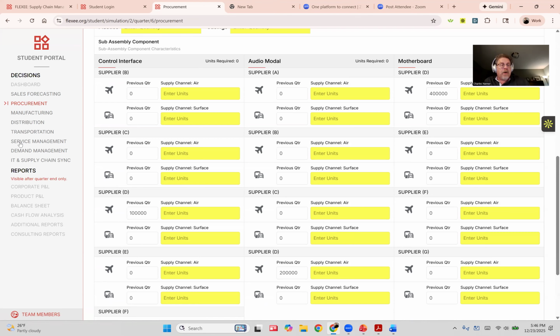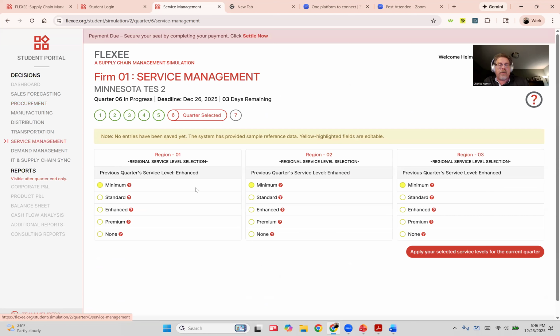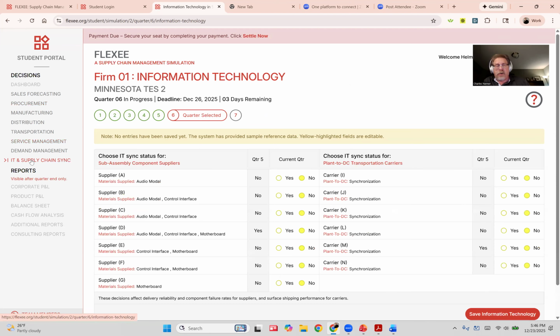Okay. We get into service management, levels of service you're going to offer your customer, cost to it, but there's benefits with it. IT and supply chain, as supply chain moves into synchronization of supply chains, we're going to start addressing issues of learning about synchronization and where do I want to do it.